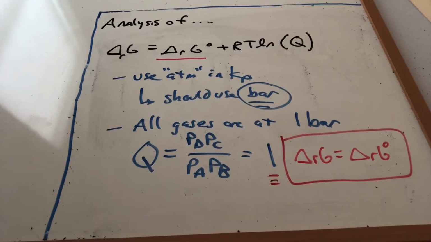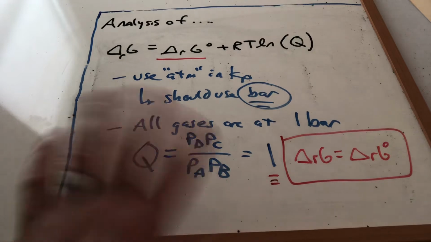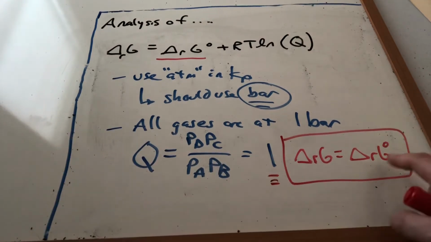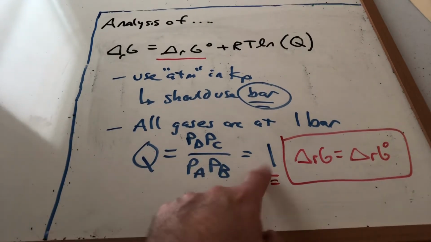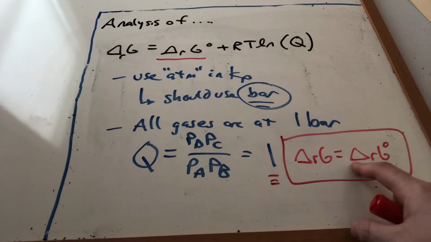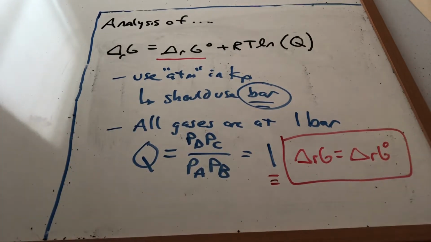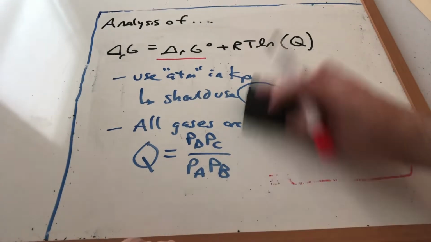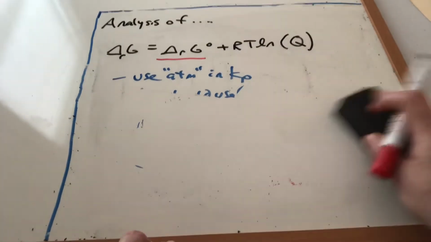Is it spontaneous as written? Is the reverse spontaneous, or is the system at equilibrium? Like I said, it's important to realize we recover standard conditions when we make our pressures standard pressures, and then delta reaction G naught dictates the spontaneity of that process. And again, we're always going to assume that we're under isothermal, isobaric conditions. Let's look at a different scenario.